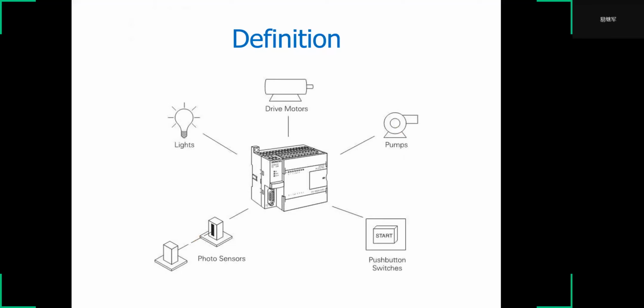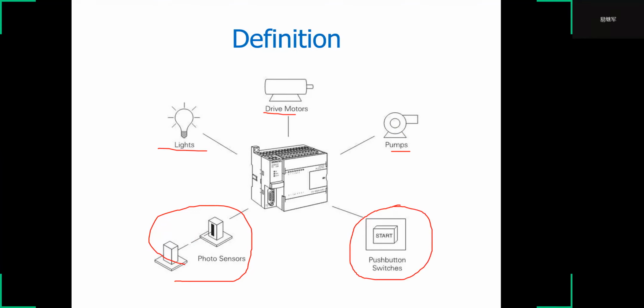Here is an example. Use the PLC to control lights, motor, and pump. The PLC accepts signals from the sensors or from the button. The PLC is fundamentally a computer, which consists of a microcontroller, a microprocessor.